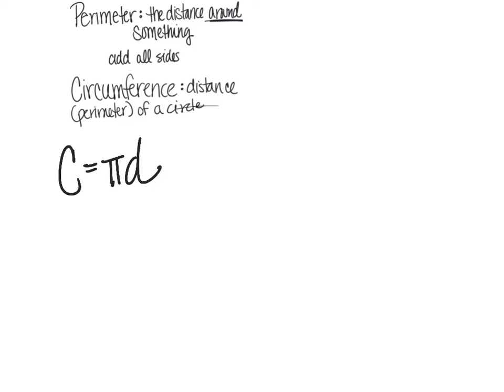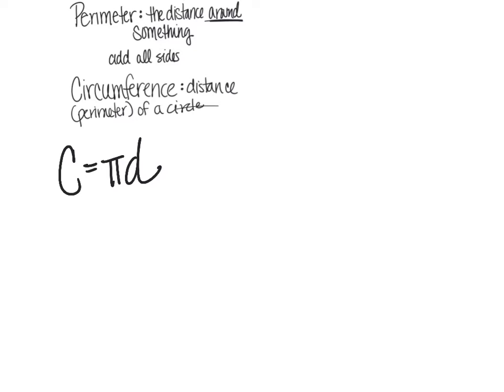So on every problem, you're going to write the formula. Every problem. You're going to write C equals pi d. What does that capital C stand for? Circumference. What does that pi, that Greek letter pi, stand for? 3.14. And what does the d stand for? The diameter. Good. All right.